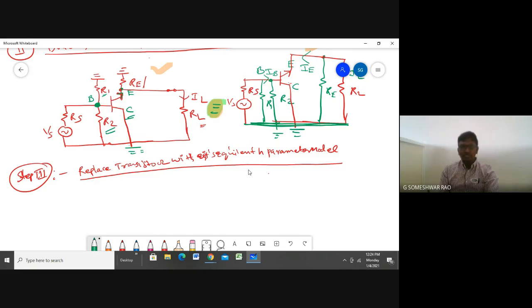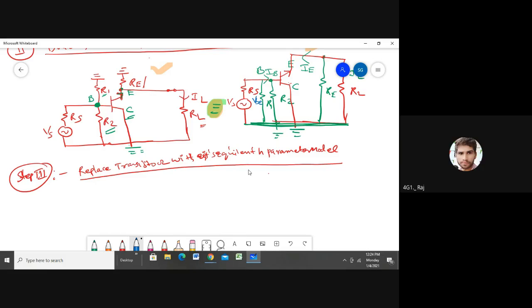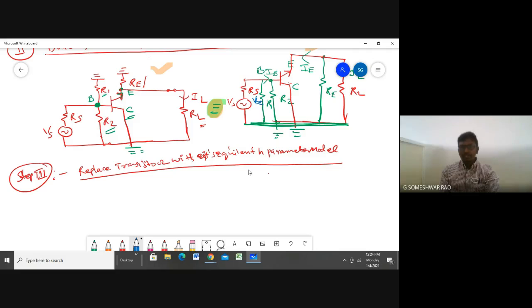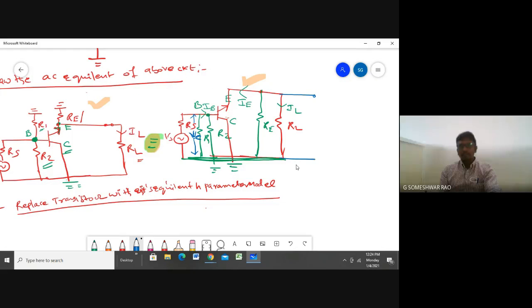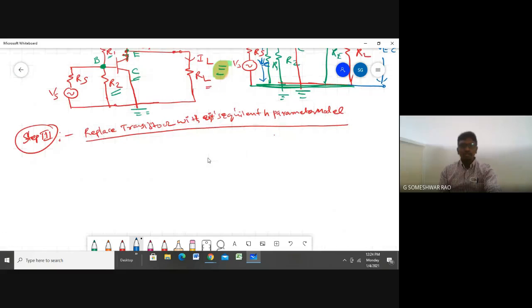So what is the input voltage? Can you tell me? Can I say VBE? Sorry, I should say VBC. Is it okay? VBC is the input voltage. And can you say the output voltage? VEC. Very good. VEC is the output voltage. Now we have identified these. Now replace the transistor with its equivalent H parameter model.